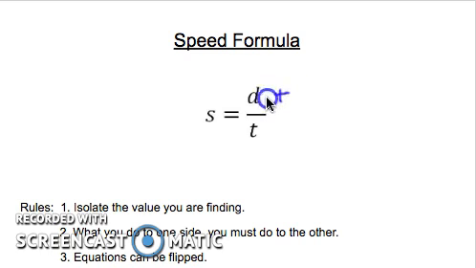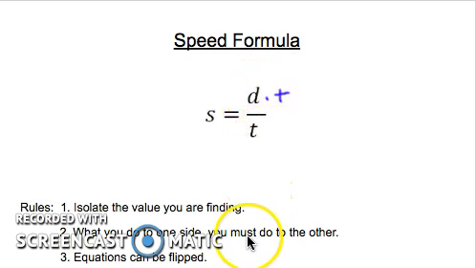So I'm going to multiply both sides by t. Whenever we had the previous formula, I was dividing, so I had to divide to get rid of it. Now I have to multiply to get rid of it because it's something over something else.